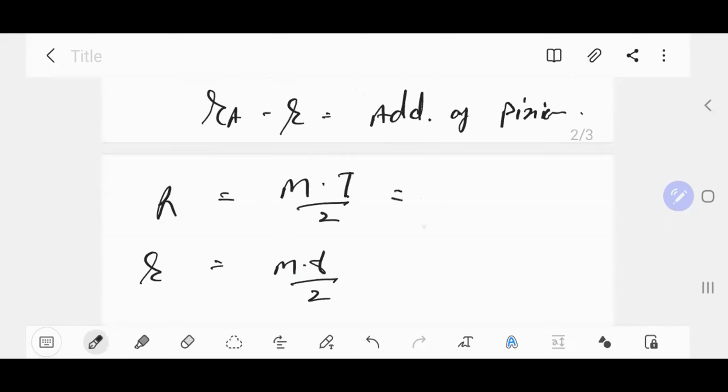So that is equal to how much? Do it. Give me the answer. Both will be the same. Yes, 120. Okay, so pitch circle radius is 120.